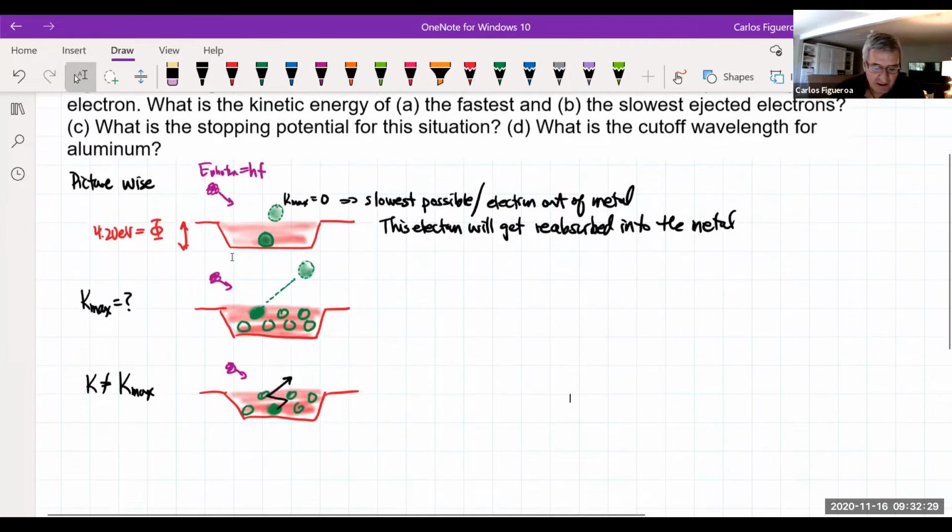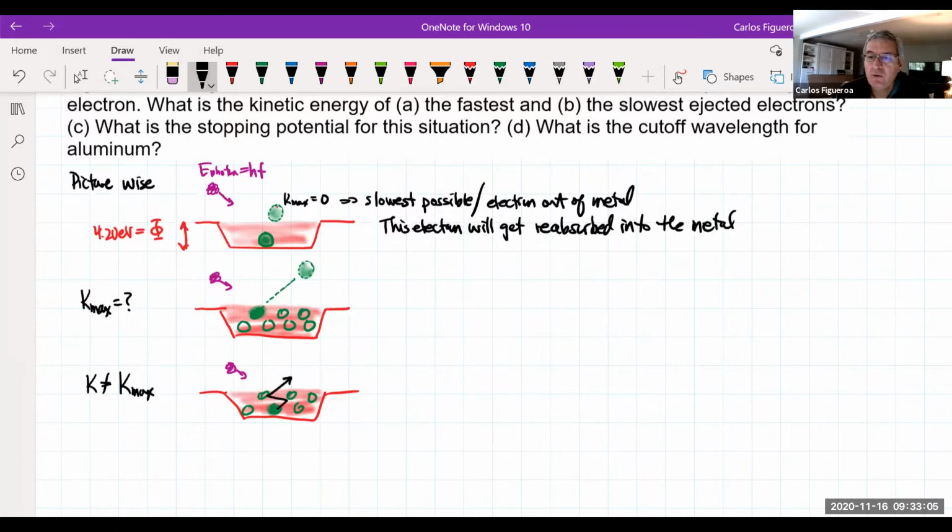And the picture that I've been trying to stress here is that we look at a well. When I look at a potential well, what you're seeing is that if I shoot in some photon, where its energy is described by hf, the slowest possible ejected electron is one where the kinetic energy is 0. But this electron will never exist.